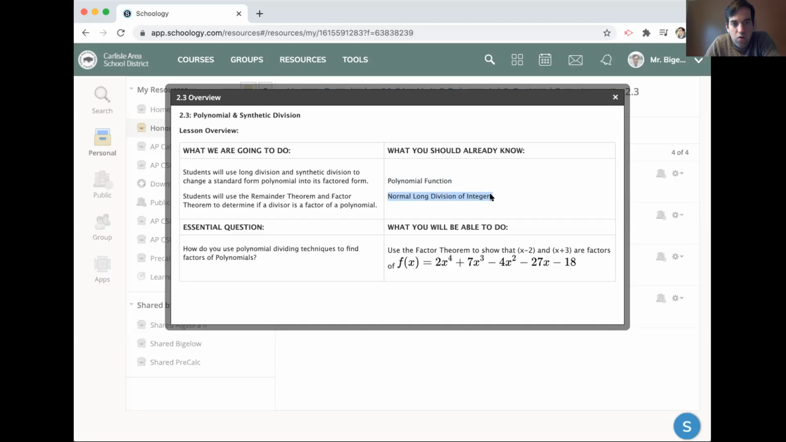And we also need to know normal long division of integers. So how do you do long division back from most likely elementary school, right? And we're going to do it a specific way. I know that you might have learned how to divide in multiple different ways back in elementary school, at least if you went to Carlisle. So we're going to see a specific method to it that will help us as we use long division for polynomials.